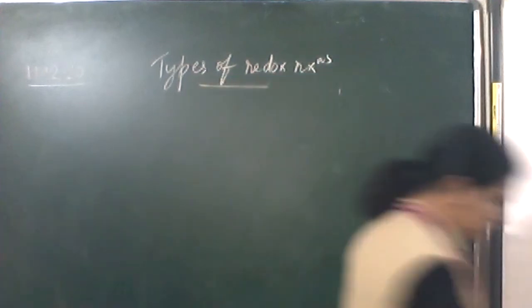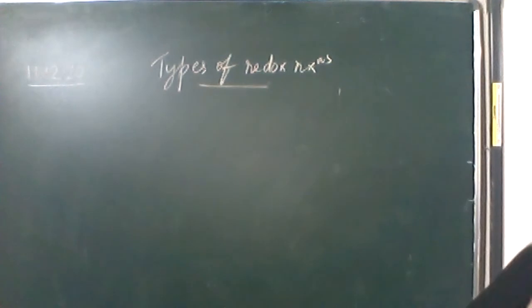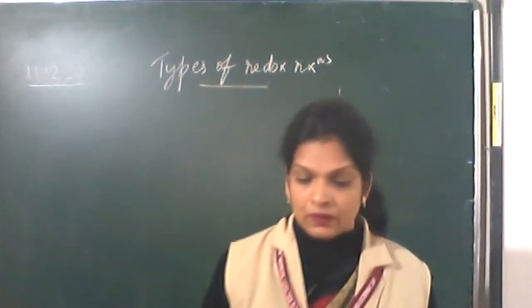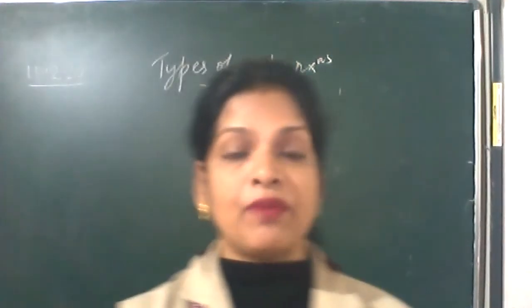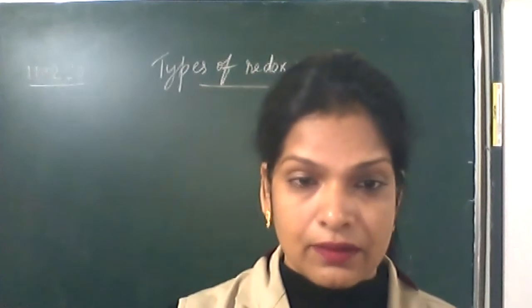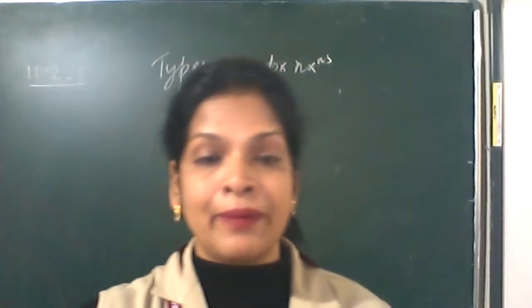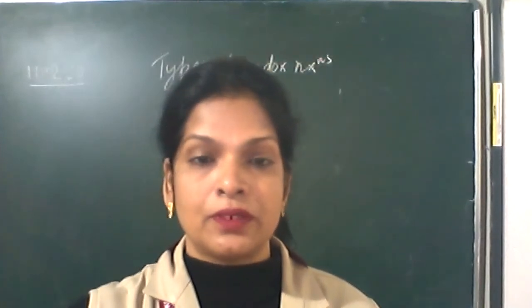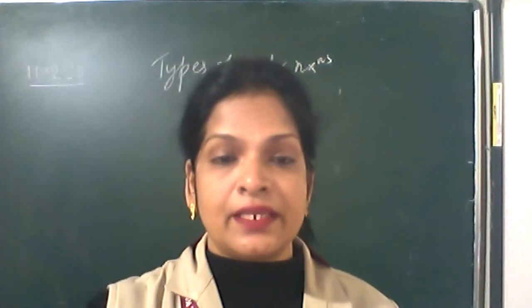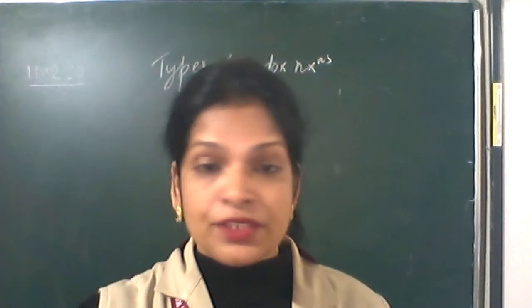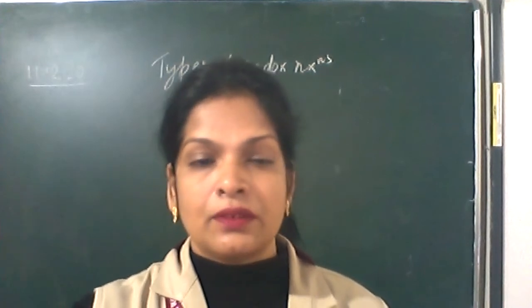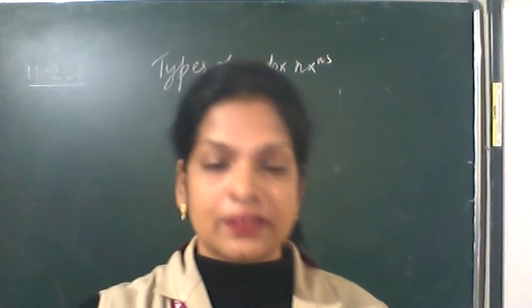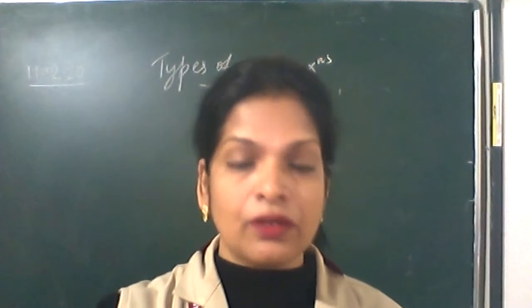Types of redox reaction. Number 1, combination reaction. It means two elements combine to form a compound. Here the condition is that there should be a change in the oxidation state of one element on the reactant side and product side.